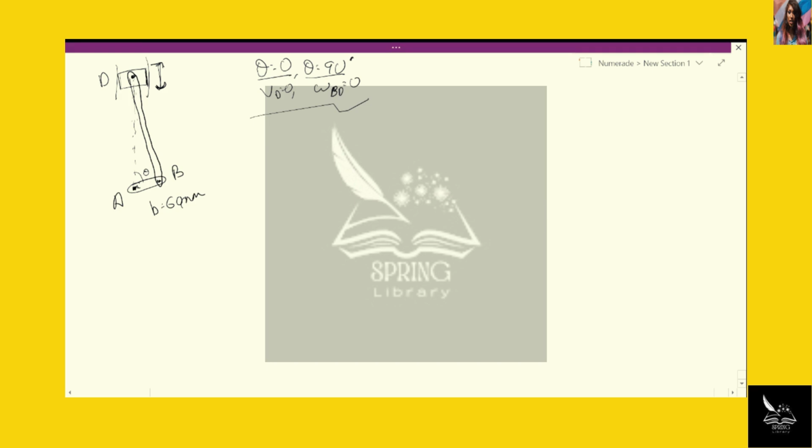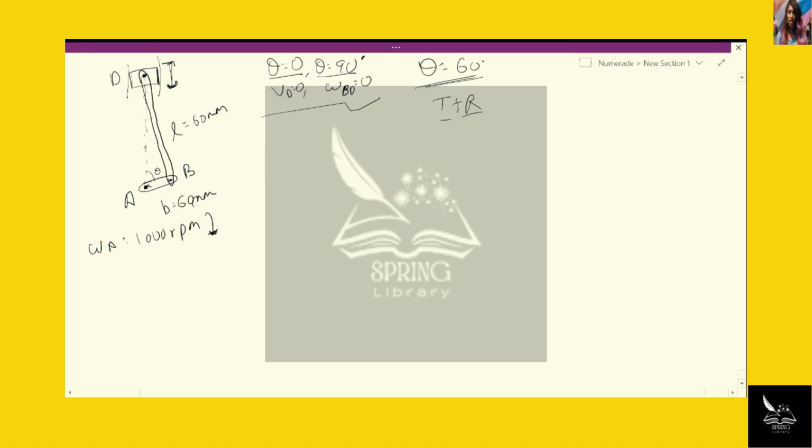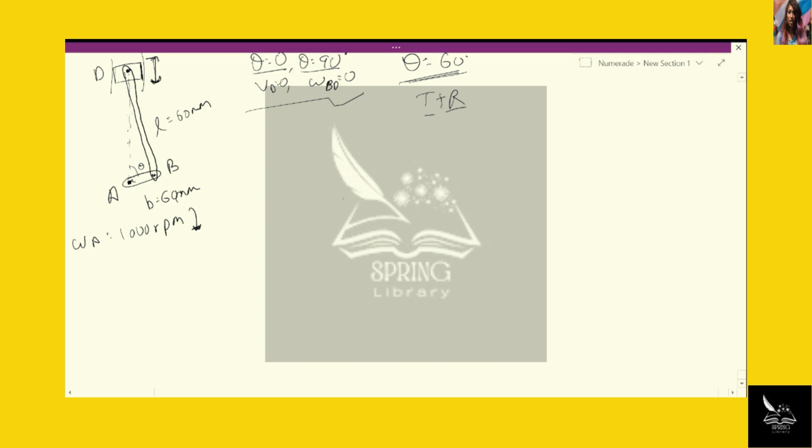Here we need to solve it for theta equals 60 degrees. The length of rod BD is 60 millimeters and the angular velocity of crank AB is 1000 rotations per minute clockwise. Like any other problem in this chapter, we break the motion into translation and rotation. So let's look at the motion of point B. What is the velocity of point B? That velocity will be shared by all points because it's a rigid body.